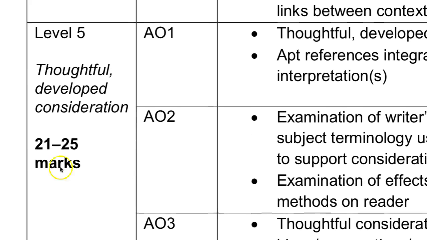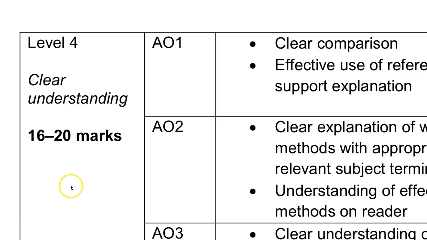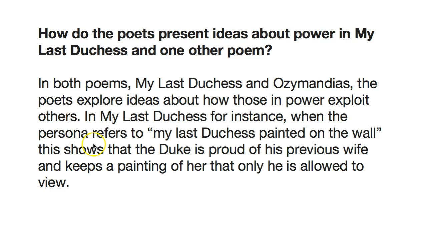The band below, which is still a very good mark, 21 to 25 out of 30, is thoughtful and developed, and you'll see how you can do that even in 450 words. And I'll try to show you the difference between thoughtful and developed and clear understanding. Okay, let's read the first paragraph of the essay and see how the student tries to control the examiner's thoughts.